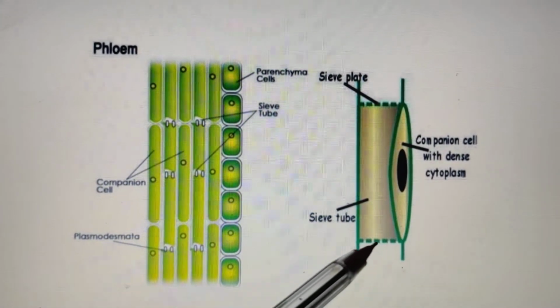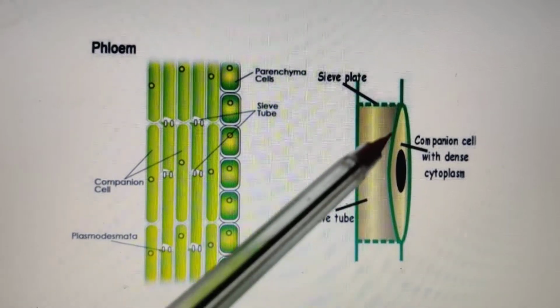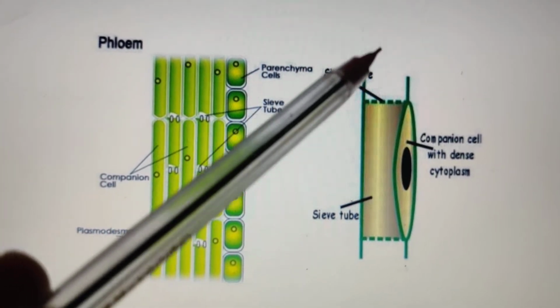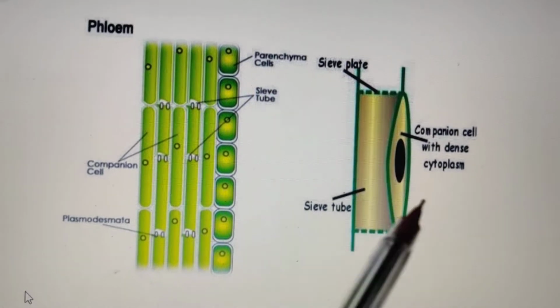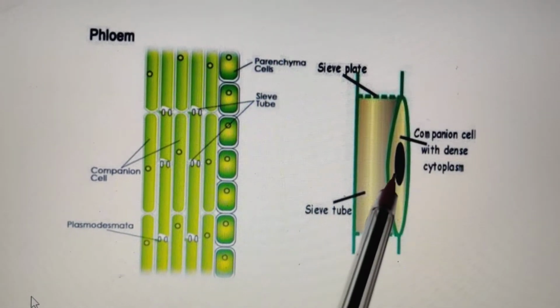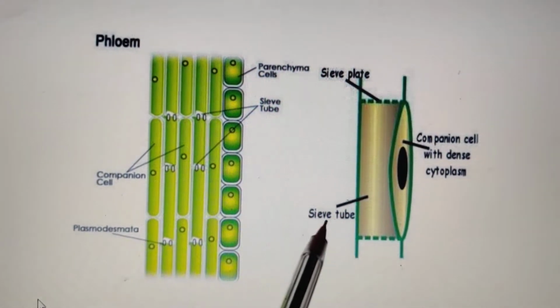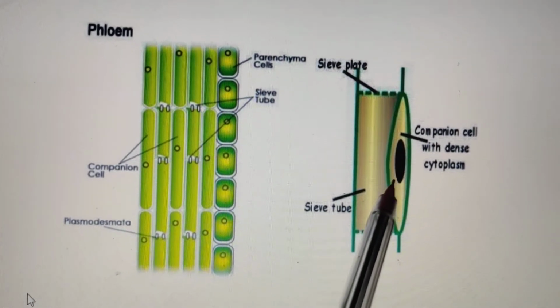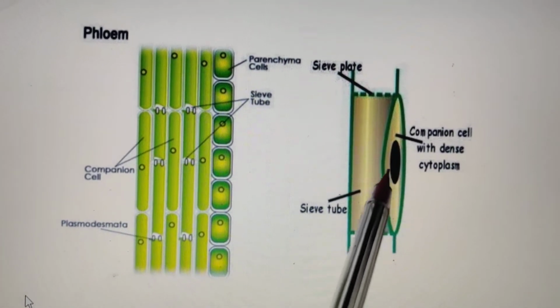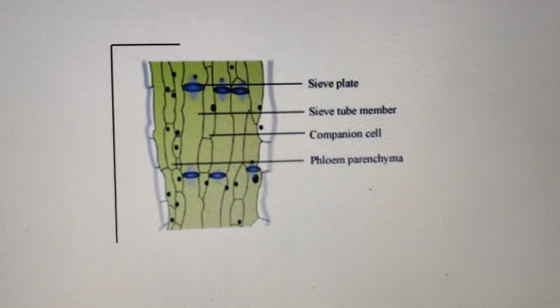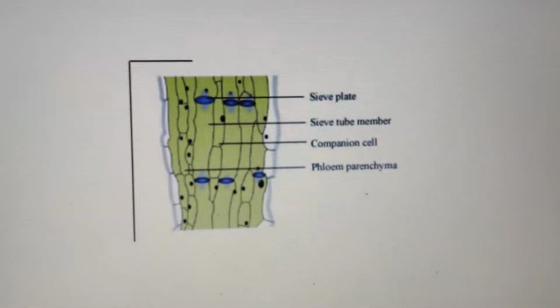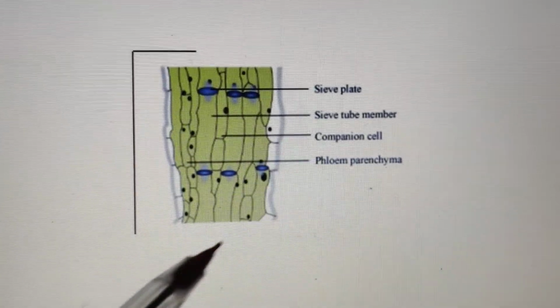These are the perforations present on these tubes so that movement can take place. And this companion cell is attached to this sieve tube. This companion cell has a nucleus. The sieve tube does not have any nucleus. All these join together to form the phloem.